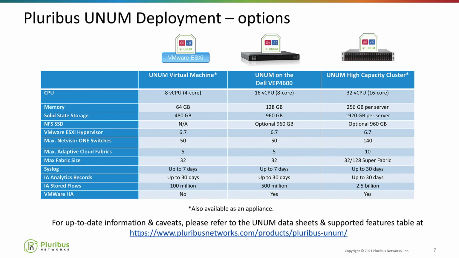Customers with large or high traffic fabric should consider the third option, our high-capacity cluster. This option can manage 10 fabrics and up to 140 switches. The cluster contains 12 nodes that allow Insight Analytics to retain up to 2.5 billion connections. The high-capacity appliance can be installed on 4 Dell R740 servers with the above configuration, or can be ordered pre-installed on a 2RU appliance.